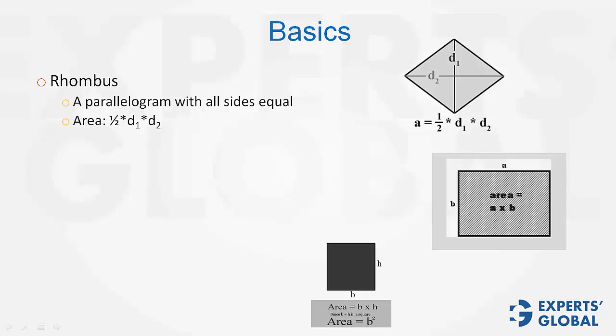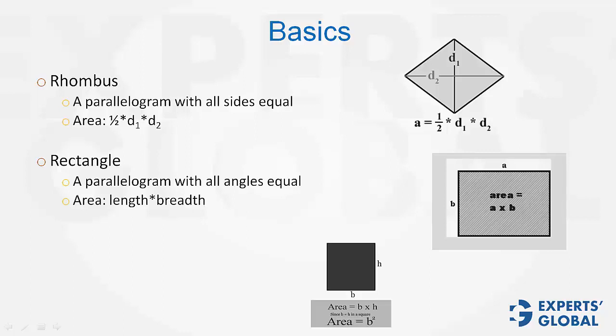What is the second figure here? Easy, this is a rectangle. A rectangle is a parallelogram with all angles equal. Area is simply length times breadth.